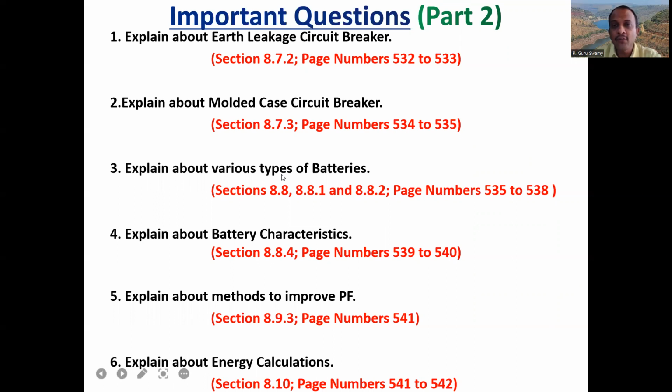What are the various types of batteries? You study this question in your chemistry also: primary batteries and secondary batteries. It is covered in section 8.8. Under section 8.8, you have to study 8.8.1 and 8.8.2, which are covered in pages 535 and 538. Later, we talk about battery characteristics, 5 to 6 characteristics, which are in section 8.8.4, covered in these 2 pages. Actually, it starts from half a page and one point is covered in page number 540.